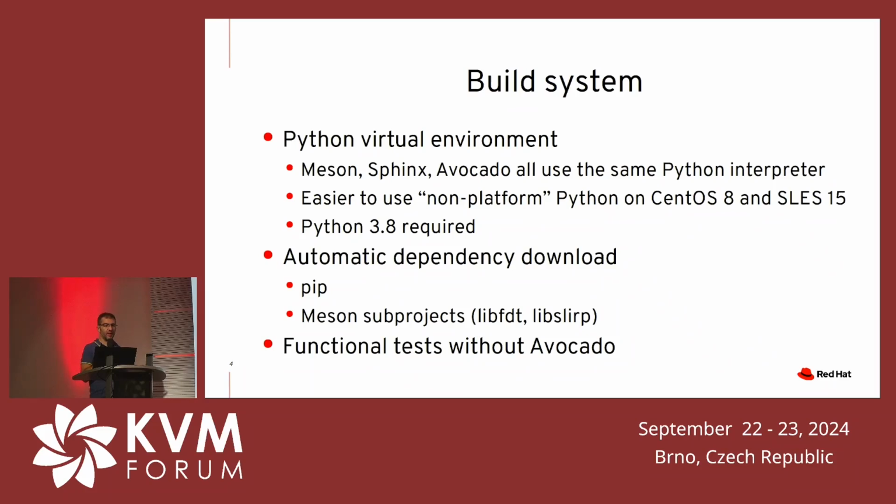Also in the build system, we have automatic dependency download. Right now we have two kinds: from pip, from the Python package index, and also for Meson subprojects, where libraries like libfdt and libslirp are now not anymore submodules, they switched to Meson subprojects. And also, spoiler alert, this might be extended in the future to Rust crates.